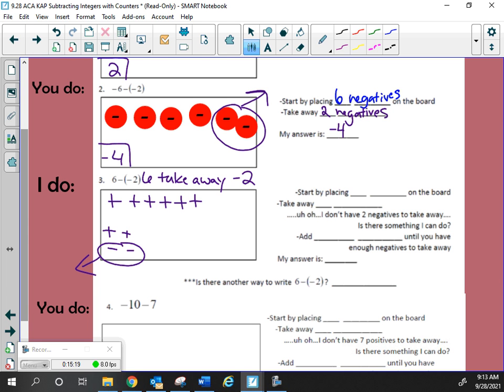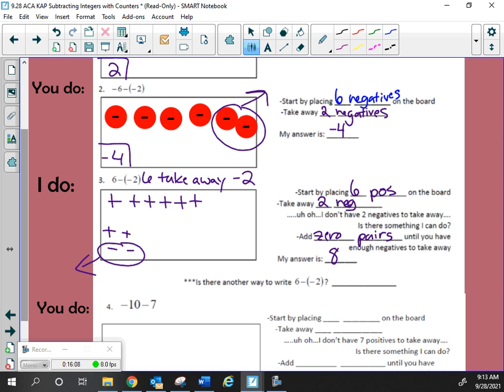So I'm going to start by placing 6 positives on my board. Then it says to take away 2 negatives, but that's when we said, uh-oh, I don't have 2 negatives to take away. So what do we do? We add 0 pairs until you have enough negatives to take away. Again, when I take away just part of the 0 pair, it's like an invisibility cloak. It's like, woo, I'm here, okay? And that's going to add to the value, so that's going to now make it a total of 8. Okay, let's pause there and see if there's another way I could write this.